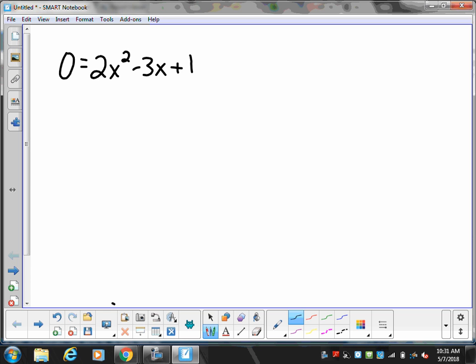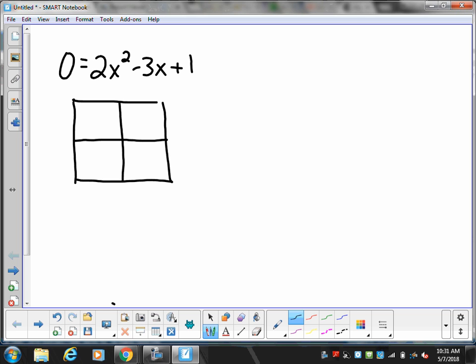All right. Okay. So on this one, it's already set equal to 0, so I don't have to do anything with it, other than go ahead and start the factoring process. And as we've been doing it here, again, some of y'all don't use this method, and that is fine, but this is the one that I'm kind of sticking with for our purposes.